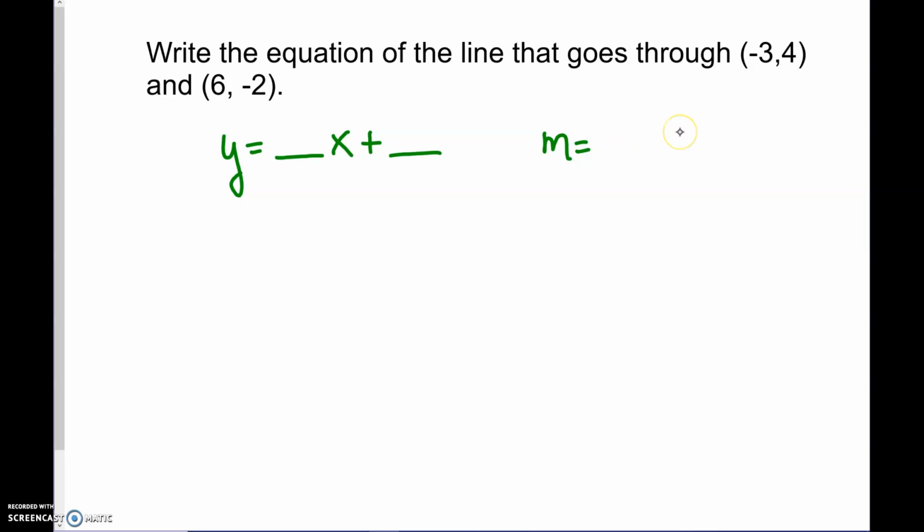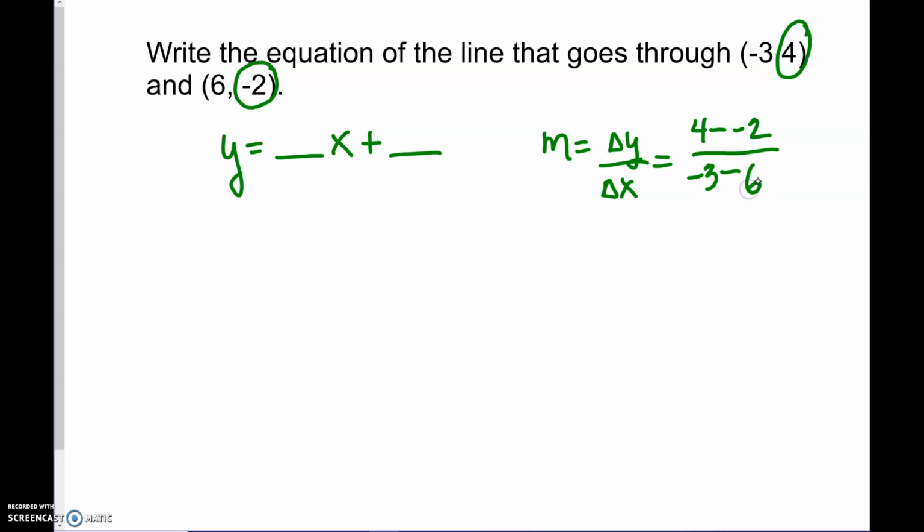So what letter goes on top? Is it x or y? And remember, it's change in y over change in x. So I like to circle those y values so that we focus on the correct numbers. So on top, we're going to have 4 minus a -2. And on the bottom, we're going to have a -3 minus 6.